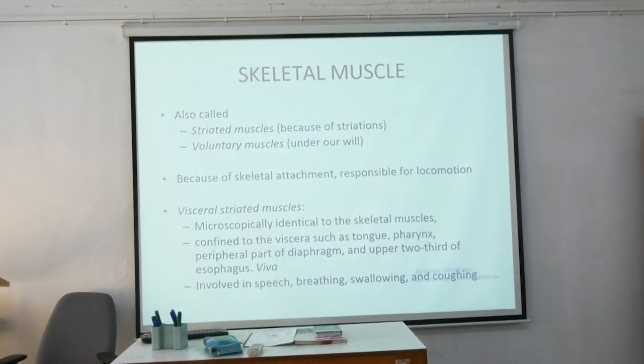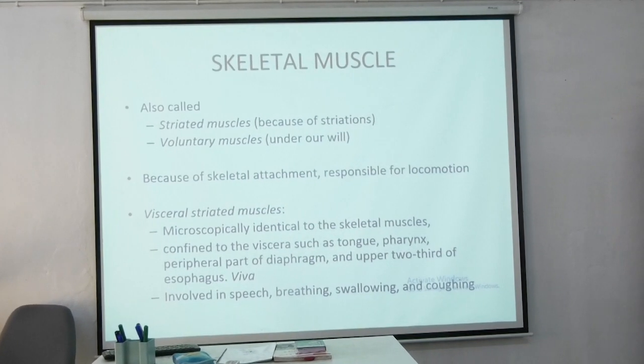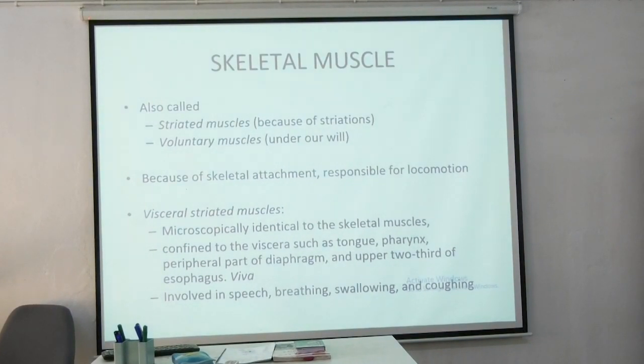Now skeletal muscles, also called striated muscles or voluntary muscles, are under will because of skeletal attachment and are responsible for locomotion. Now you are reading, dissecting the lower limbs. Now the bony attachment from origin to insertion: you see all the muscles coming from the hip bone or the femur are getting inserted in their respective positions, as you see.